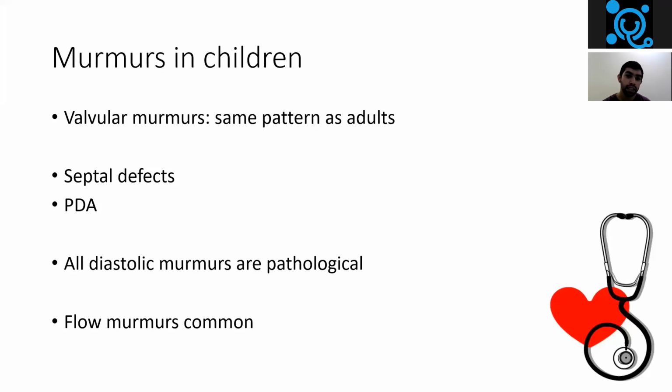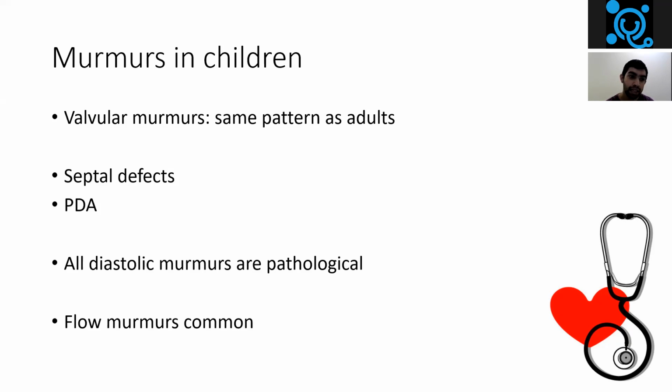And just quickly touching upon murmurs in children. Generally, in terms of valvular murmurs, they have the same pattern as adults. So if ever you get told somebody has a pansystolic murmur, ejection systolic murmur, or a diastolic murmur and it's to do with the valves, you can use the same rules as you would with adults. The additional murmurs you might hear are things to do with septal defects, which we just covered, or a patent ductus arteriosus.